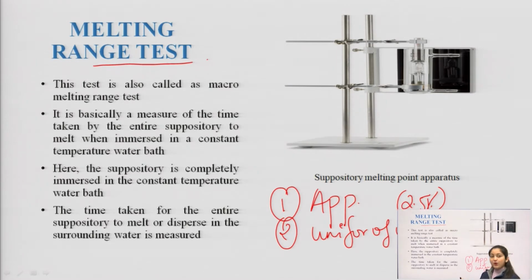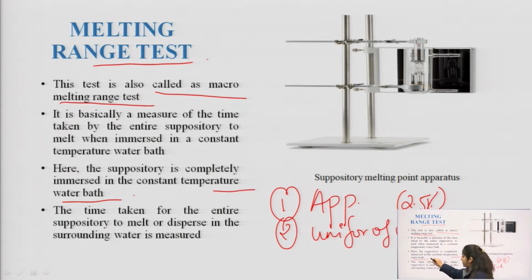So, let us try to understand this test. This test is also called the macro melting range test. It is basically a measure of the time taken by a particular suppository to melt in the area where it is being inserted, that is, any of the body orifices. Here the suppository is completely immersed in a constant temperature water bath.